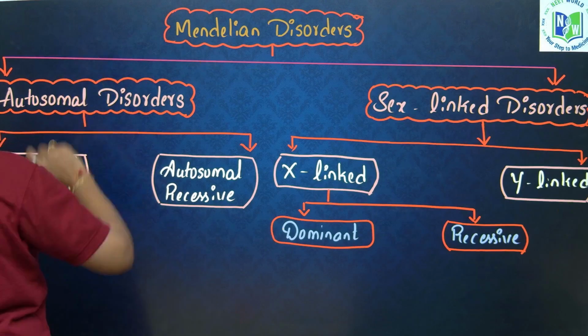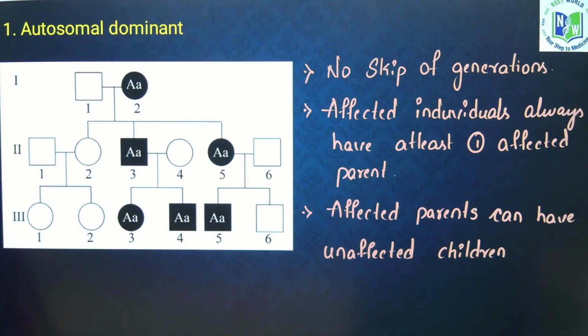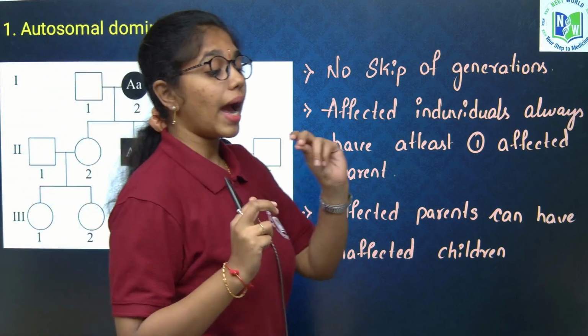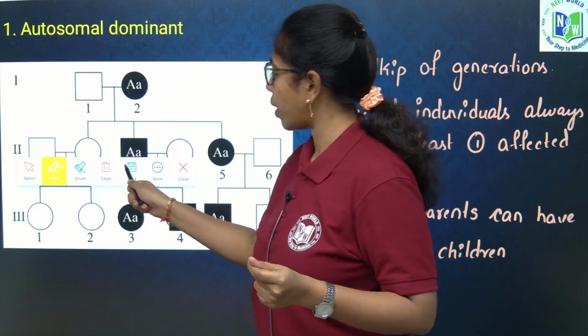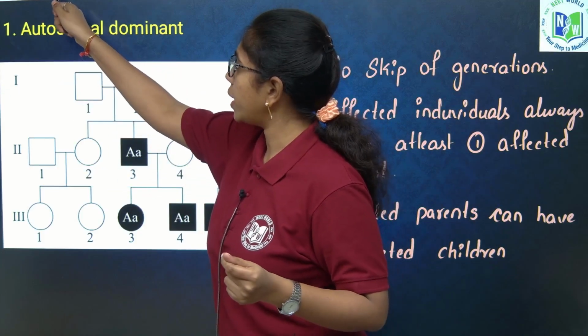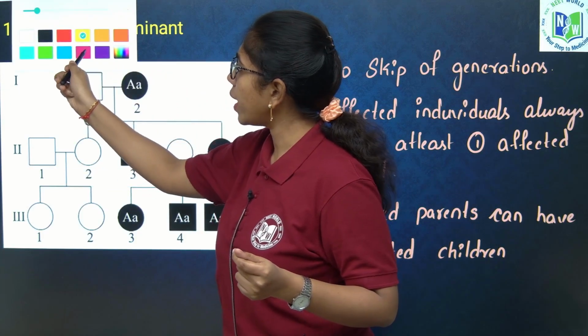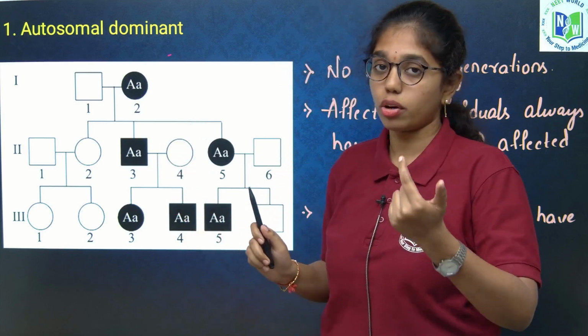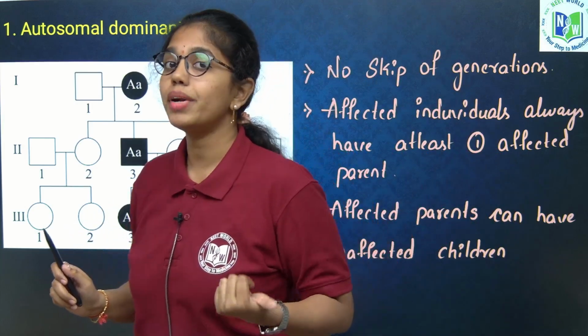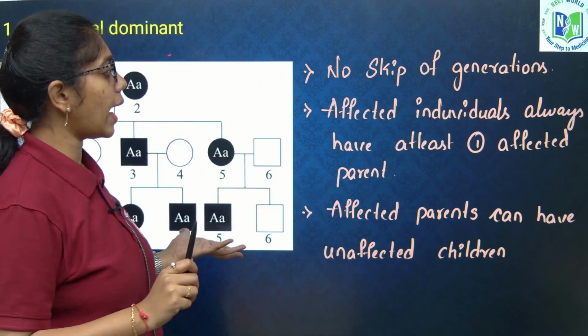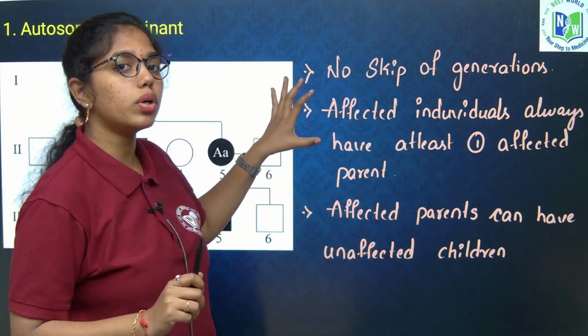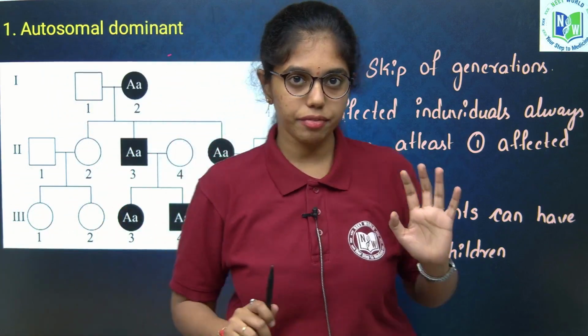Next, let us analyze how we can clearly identify a trait from the pedigree diagram. If a pedigree diagram is given, we have to identify whether it is autosomal dominant, autosomal recessive, X-linked dominant, X-linked recessive. How can we identify? Just by following a few tips, we can easily identify that.